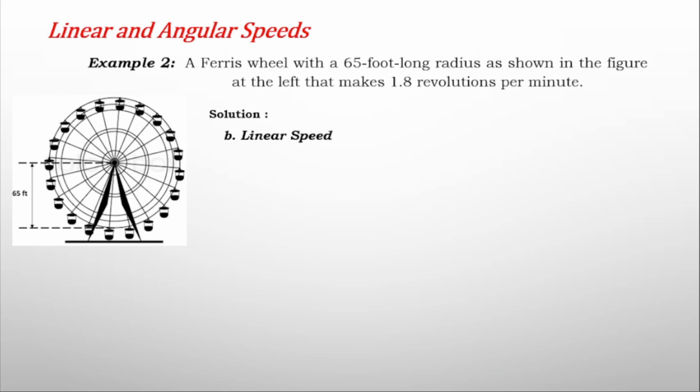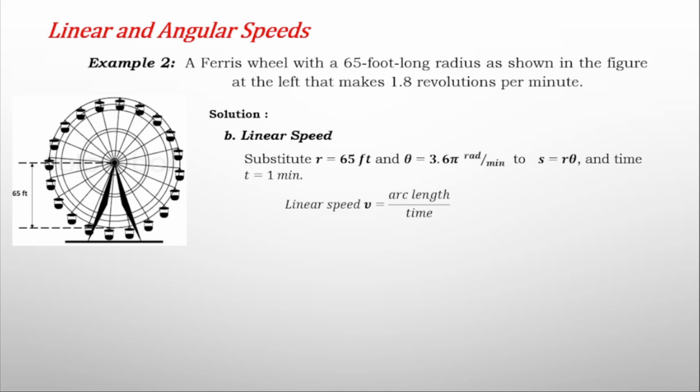Okay, letter B. How to compute the linear speed? Substitute now the value of the radius, which is 65 feet, and the theta, which is the angular speed, equal to 3.6 pi radian per minute, to our formula S is equal to radius times theta. And the time is equal to 1 minute.